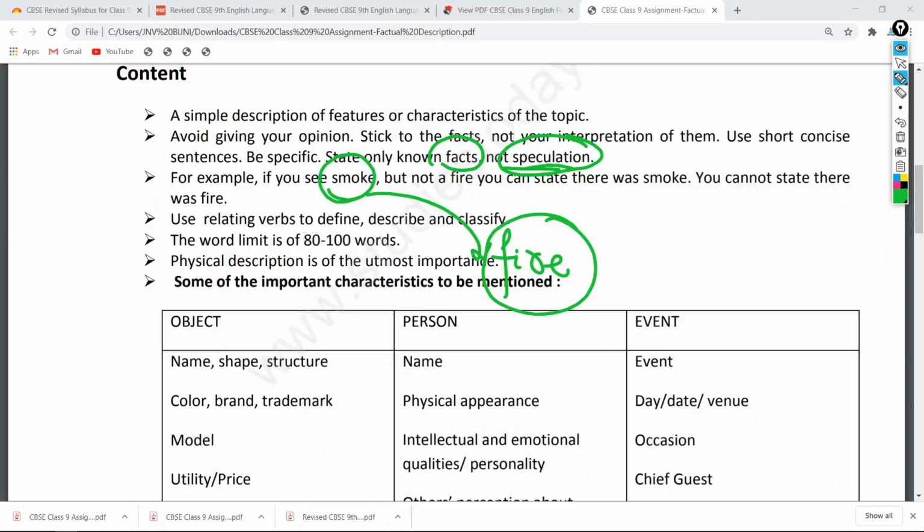So which one comes first? Fire comes first. But not seeing a fire, you can state there was smoke. You cannot state there was fire. So when you are talking about the smoke, talk about the smoke. You should not go to the background of it. You should be sticking to the particular point. Then let us continue.